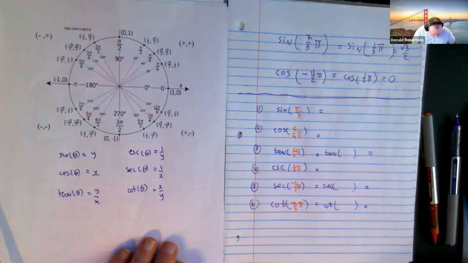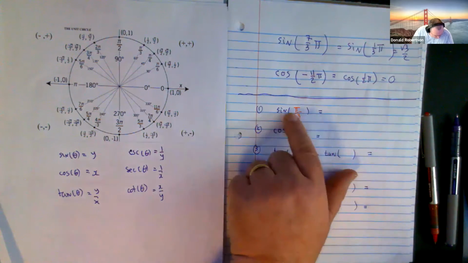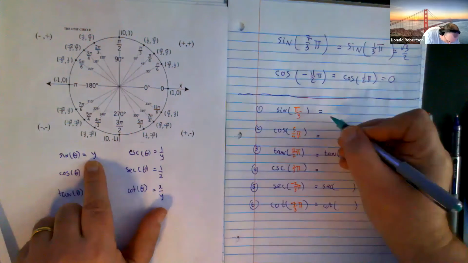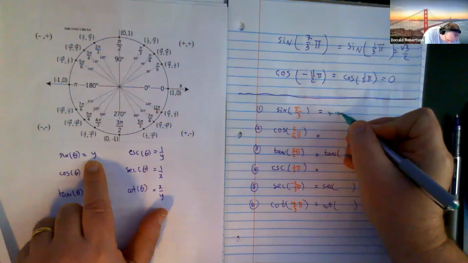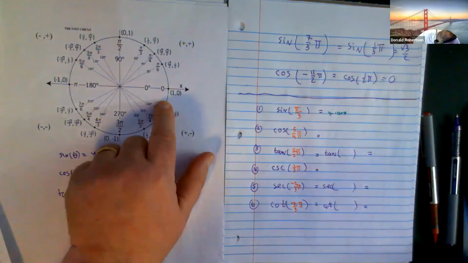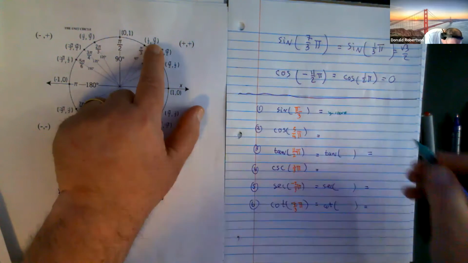Okay, here goes. If you want to find the sine of something, you find its y coordinate. And this one is good to go. So the y coordinate was √3/2.